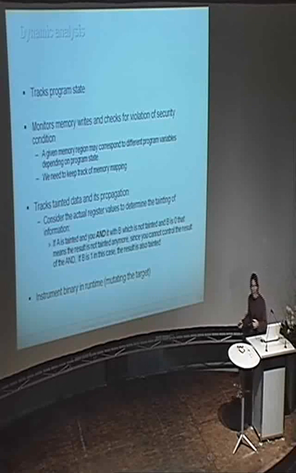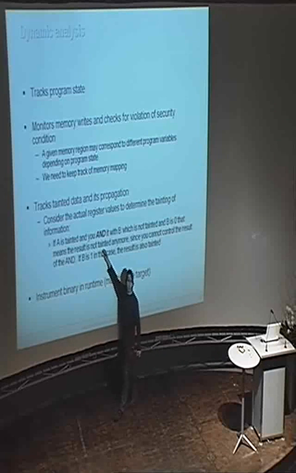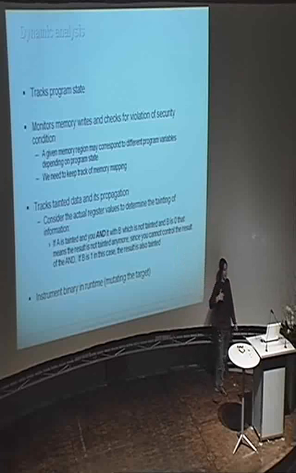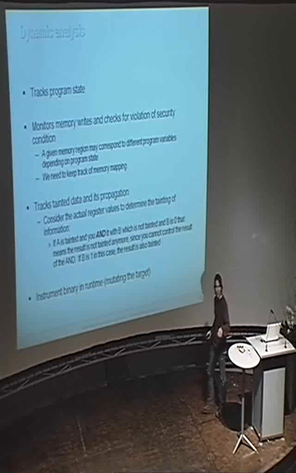Is it clear or not? I control A. I'm using an AND operation with B. I know that B is 0. It means that I don't control the result of this AND operation. So I remove the taint.